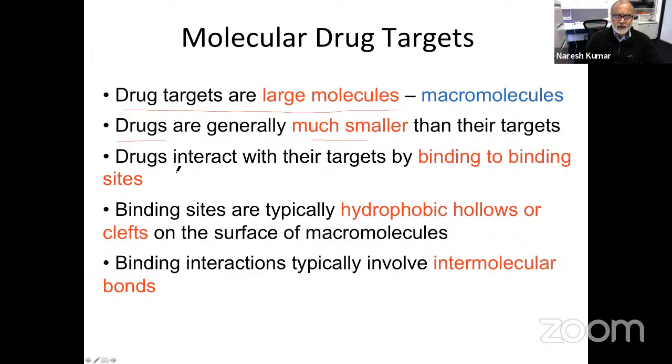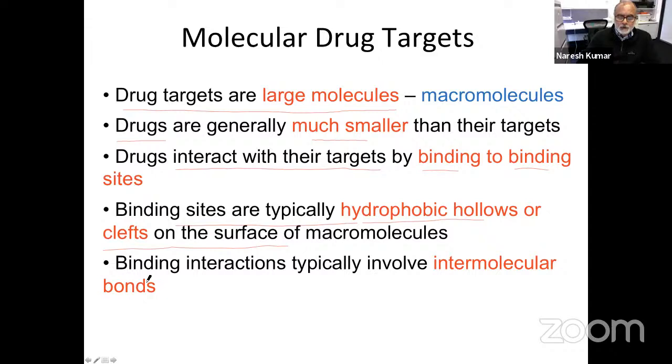And obviously the drugs are going to interact with their target by binding to them, at the binding sites. Each target, for example an enzyme, is going to have a certain binding site where the drug can bind. It can't just simply bind everywhere. The binding sites are typically hydrophobic hollows or clefts. These are clear positions within the biological molecule where the drug can bind. I'm going to show you some examples of what these hollows and clefts look like, where the small molecule is going to bind. And that's where the specificity or selectivity comes from.